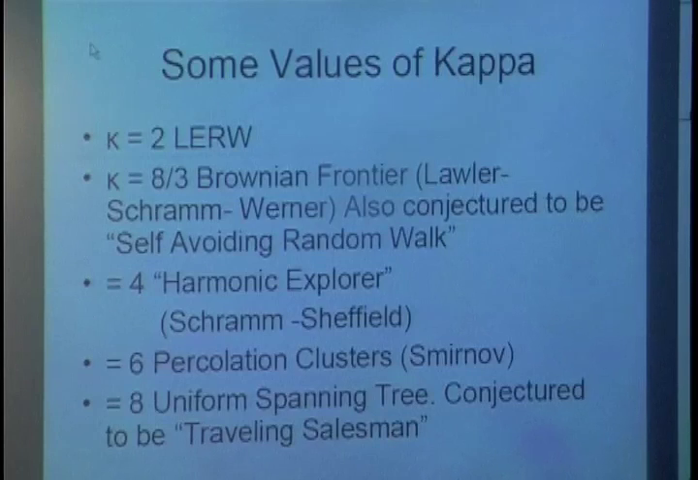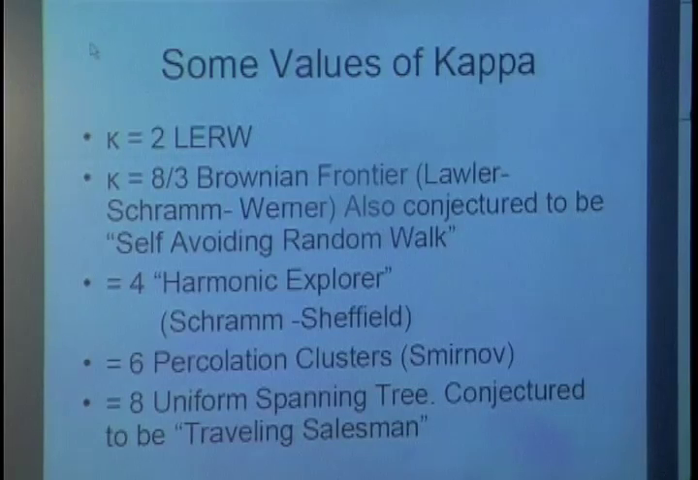Kappa equals 8/3 is the Brownian frontier. So I'll show you a picture in a minute of this. This is, I think, the sort of big advance that really grabbed people's attention. It's due to Lawler, Schramm, and Werner. It's conjectured to be the way to rigorously produce self-avoiding random walk in the plane.